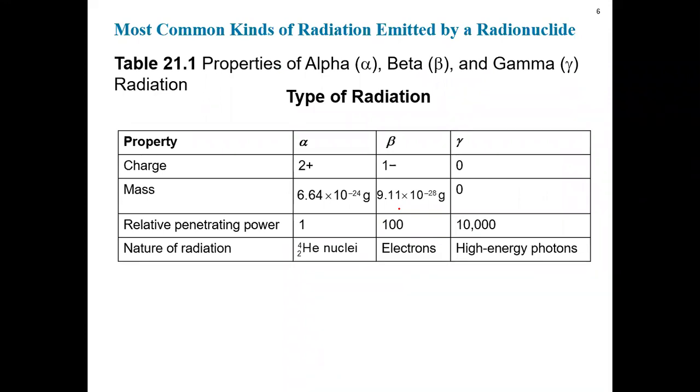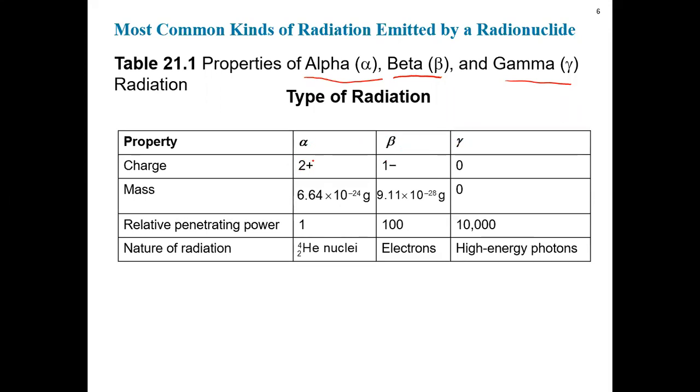This table summarizes some of the common radiations. Later on we'll have more radiation. So in this table we see alpha radiation. What do I mean by alpha radiation? Alpha radiation means some of those radioactive nuclei emit an alpha particle. Sometimes they emit a beta particle or a gamma ray. So now what are they? What is the alpha particle? What is the beta particle? What is the gamma ray?